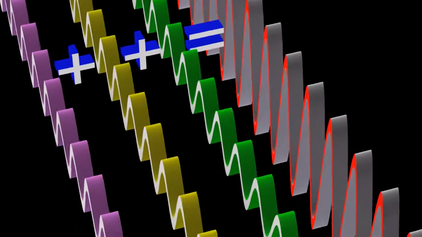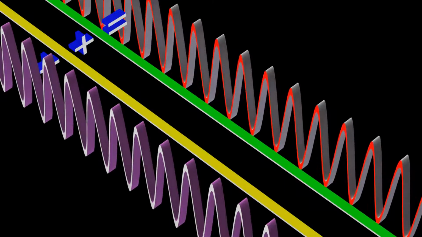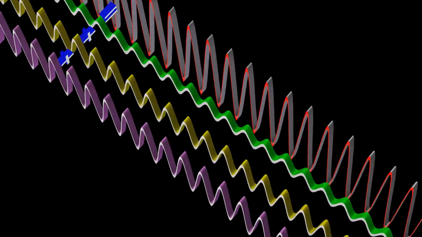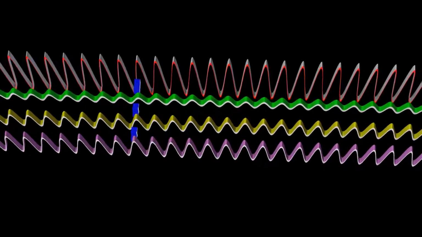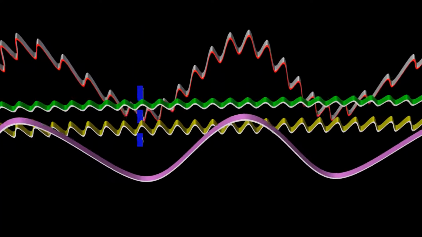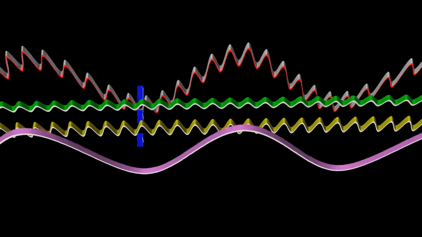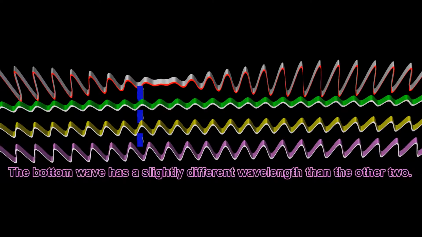Suppose we add several waves together to create a new wave. If we change the amplitudes of the waves, the resultant wave also changes. The waves can have different wavelengths. The bottom wave has a slightly different wavelength than the other two.